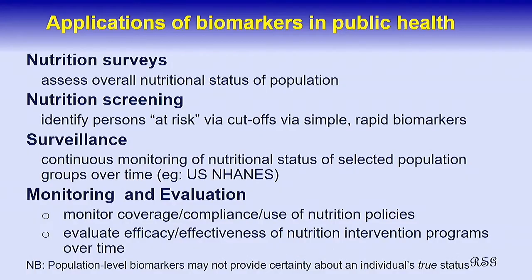There are four main applications of biomarkers in public health, and we've heard a lot today about some of these uses, particularly nutrition surveys that were used in New Zealand to assess the overall nutritional status of the population. We also use them in New Zealand for nutrition screening, particularly among the elderly, to identify persons at risk using cutoffs, using simple, rapid biomarkers. We've heard about the need for surveillance, which we hope may happen in New Zealand and Australia, and finally, monitoring and evaluation. We use them to monitor the coverage, compliance, and use of nutrition policies, and to evaluate the efficacy and effectiveness of nutrition intervention programs over time.